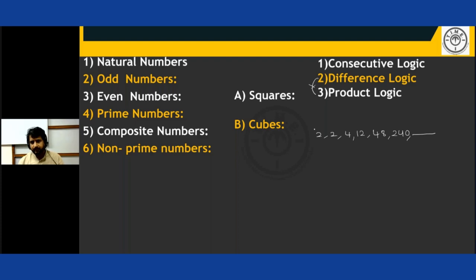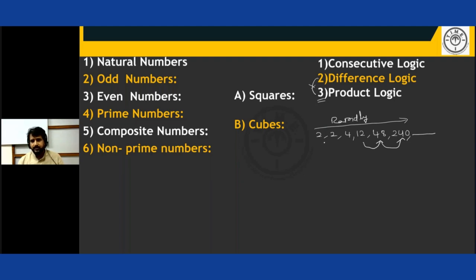Now, here the numbers are in an increasing pattern, but from one number to another number, there is a big jump. Generally, we observe the last two numbers or last three numbers. From 12 to 48 and 48 to 240, there is a big jump. So numbers are increasing rapidly. If the numbers are increasing rapidly, we can apply the product logic.